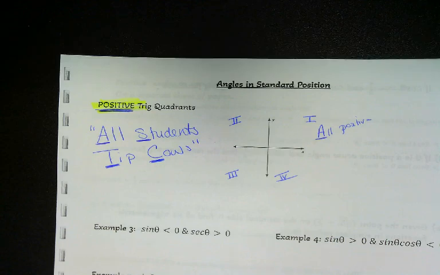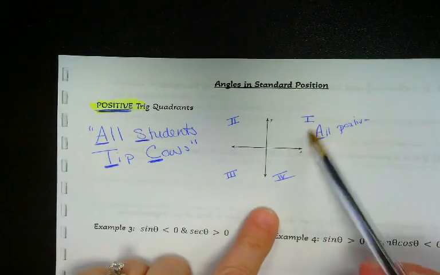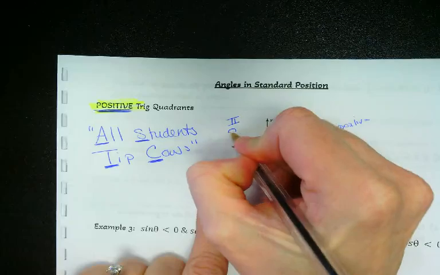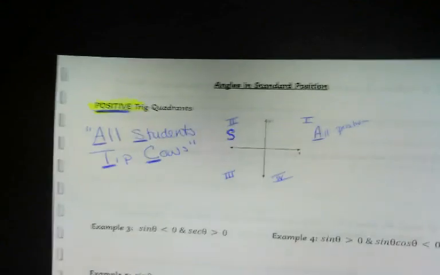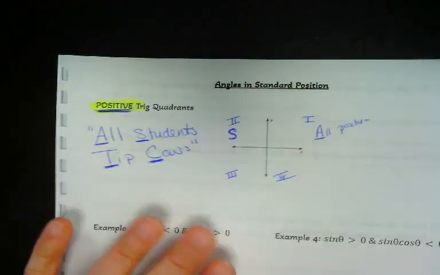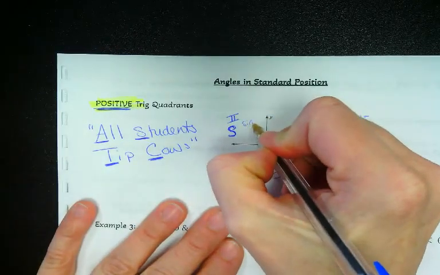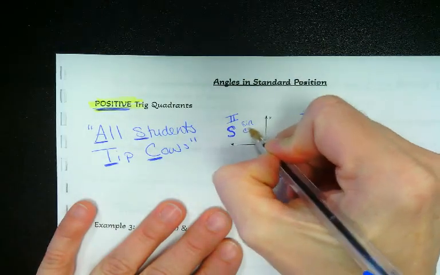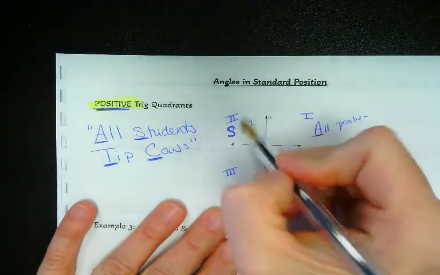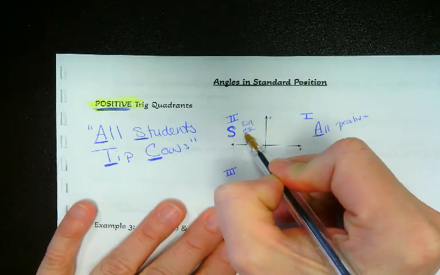But all students tip cows. So A goes in the first quadrant for all. We're going to put an S here. What do you think S stands for in trig? Give me a trig word. Did you say sin? My math heart's cracking. Sine. So this is going to stand for sine, and its partner. Whose sine's reciprocal partner? Cosecant. That's who's positive in the second quadrant. So S for sine, and then it brings along its reciprocal.